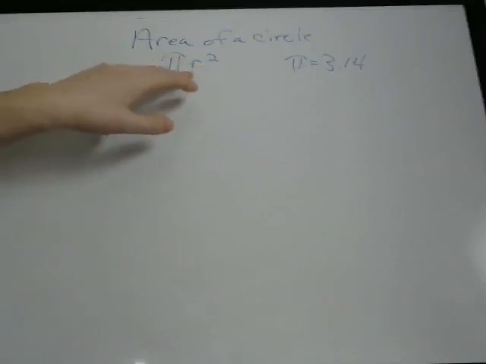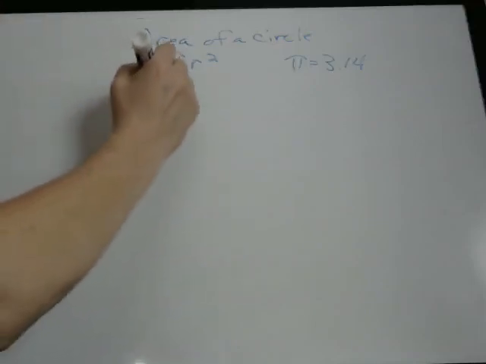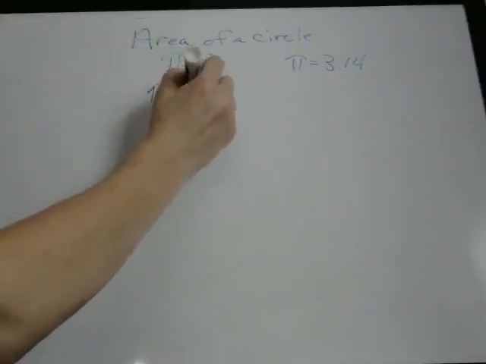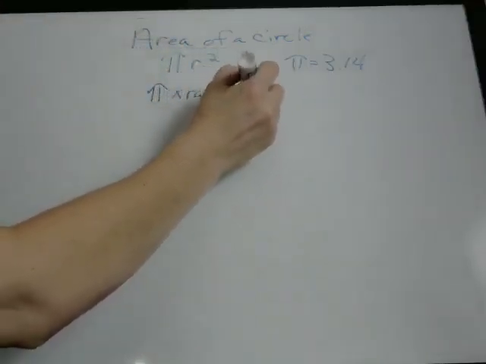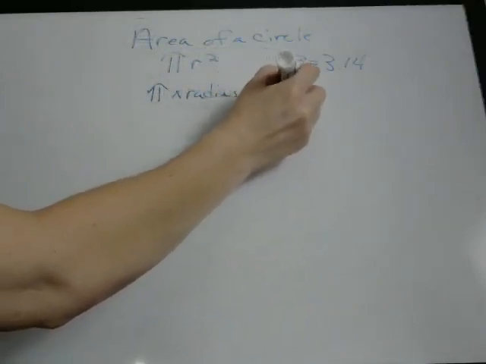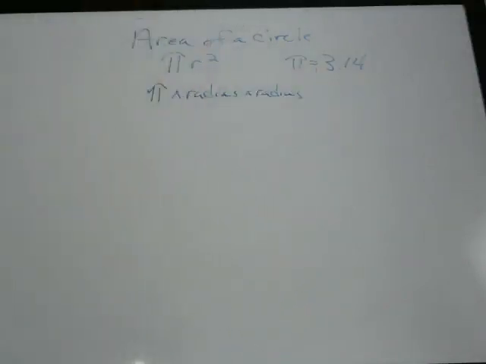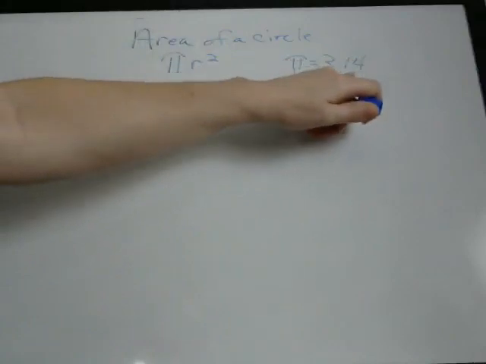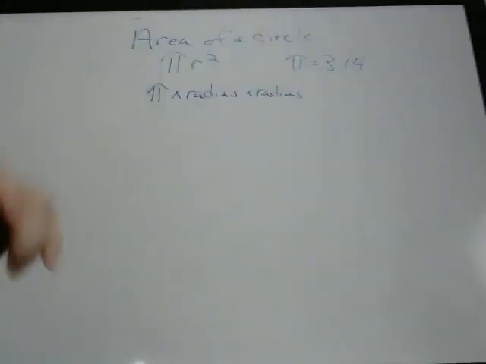So it's pi times the radius times the radius of the circle. That's what pi r squared means. And pi, if you need the number, you just put 3.14 in for pi.